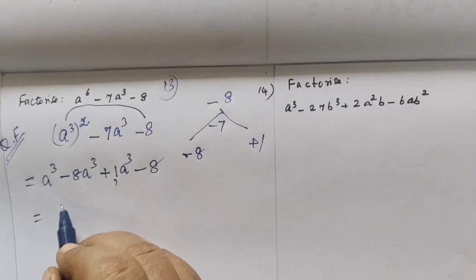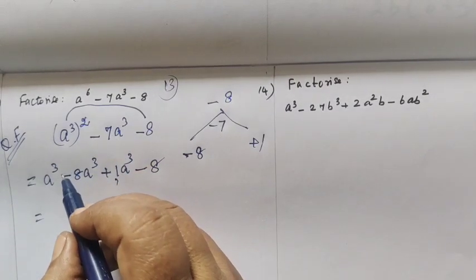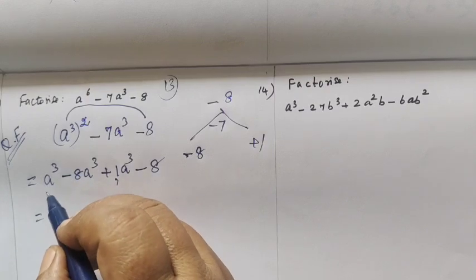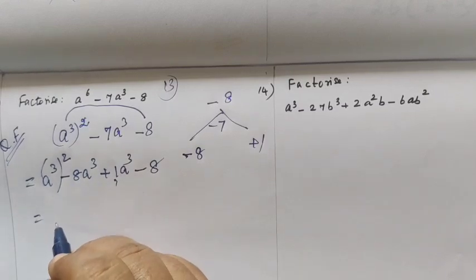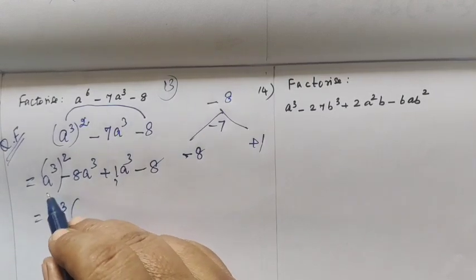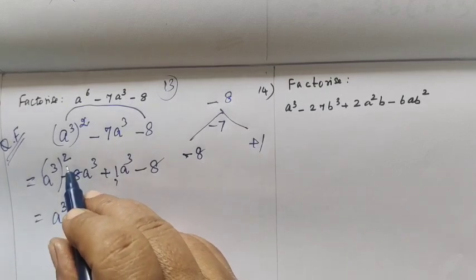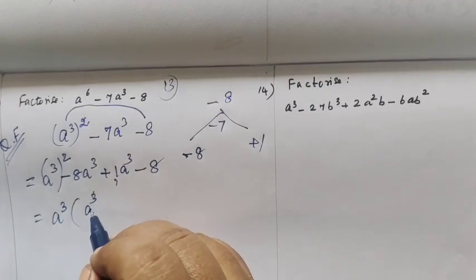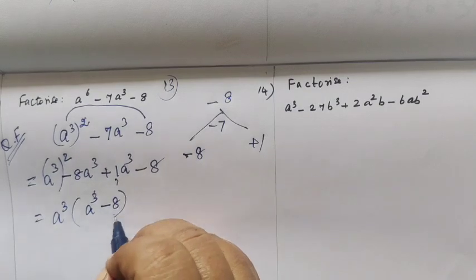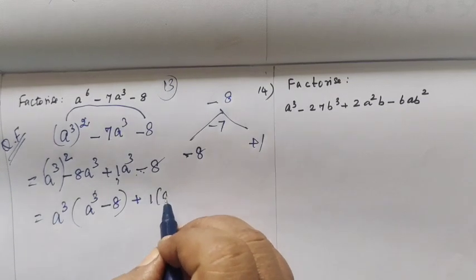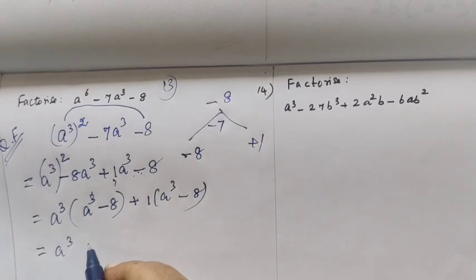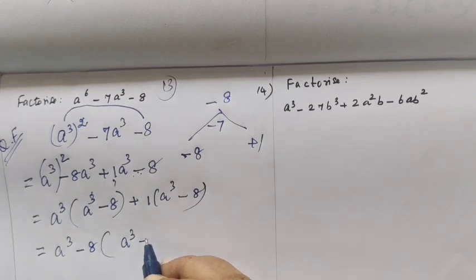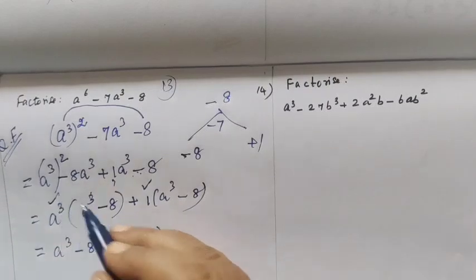Here there is a cube, and here there is a square. So you can take a cube common, another a cube inside, squared. 1a cube we have taken outside, so a cube minus 8. Here you can take 1 common, so a cube minus 8. So it equals a cube minus 8 common. So a cube minus 8 taken outside, a cube plus 1, a cube plus 1.